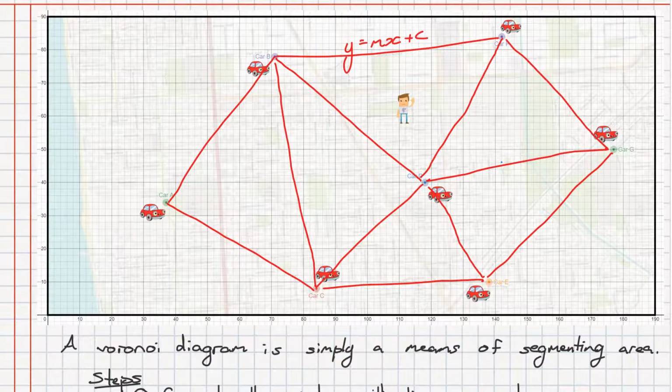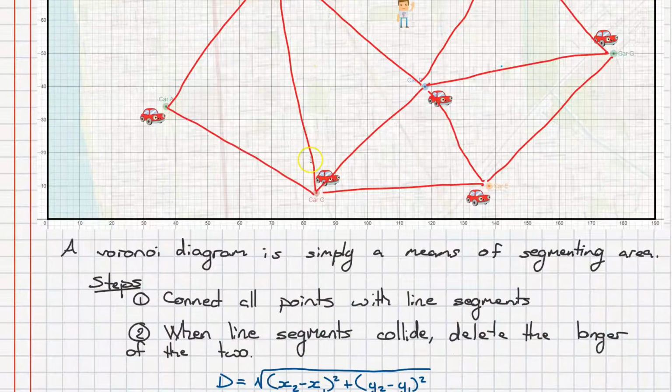So what we're left with is a diagram with line segments. So the shortest paths between each vertex, whereby the lines themselves cannot cut one another. So the paths cannot cross over one another. Now, our next step for generating a Voronoi diagram is we need to calculate the midpoint of all of these line segments.